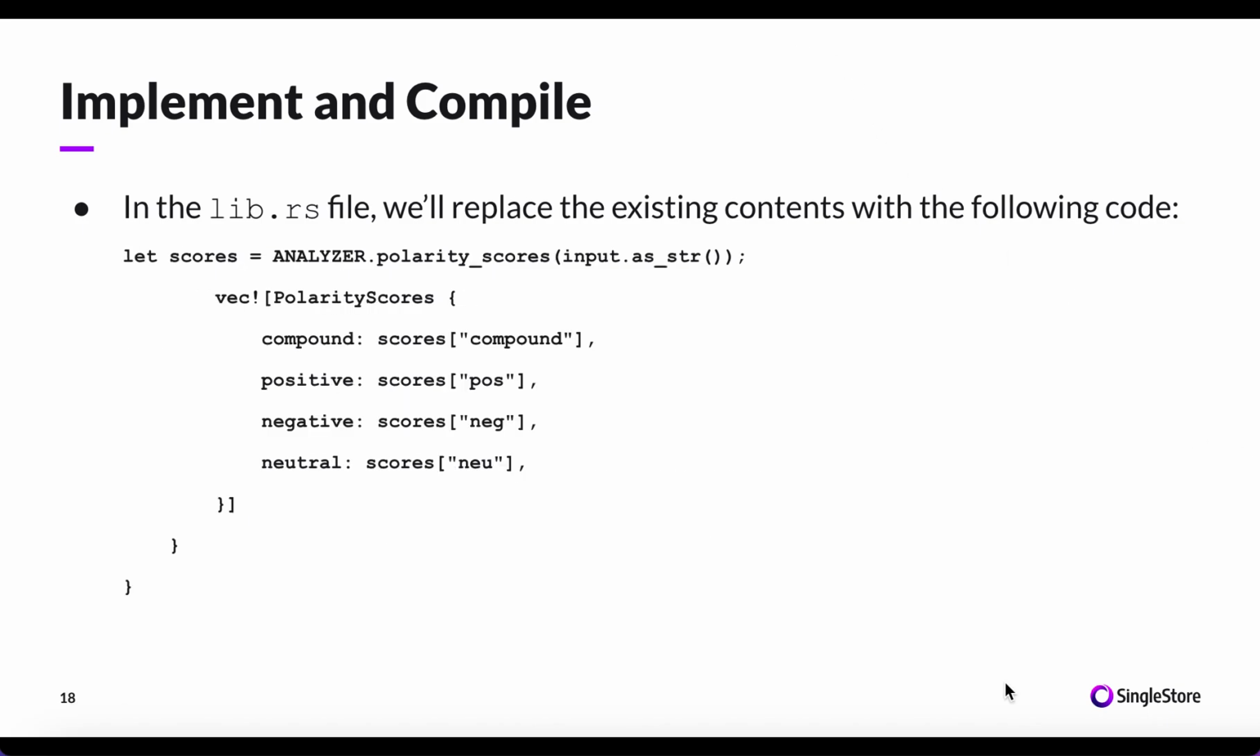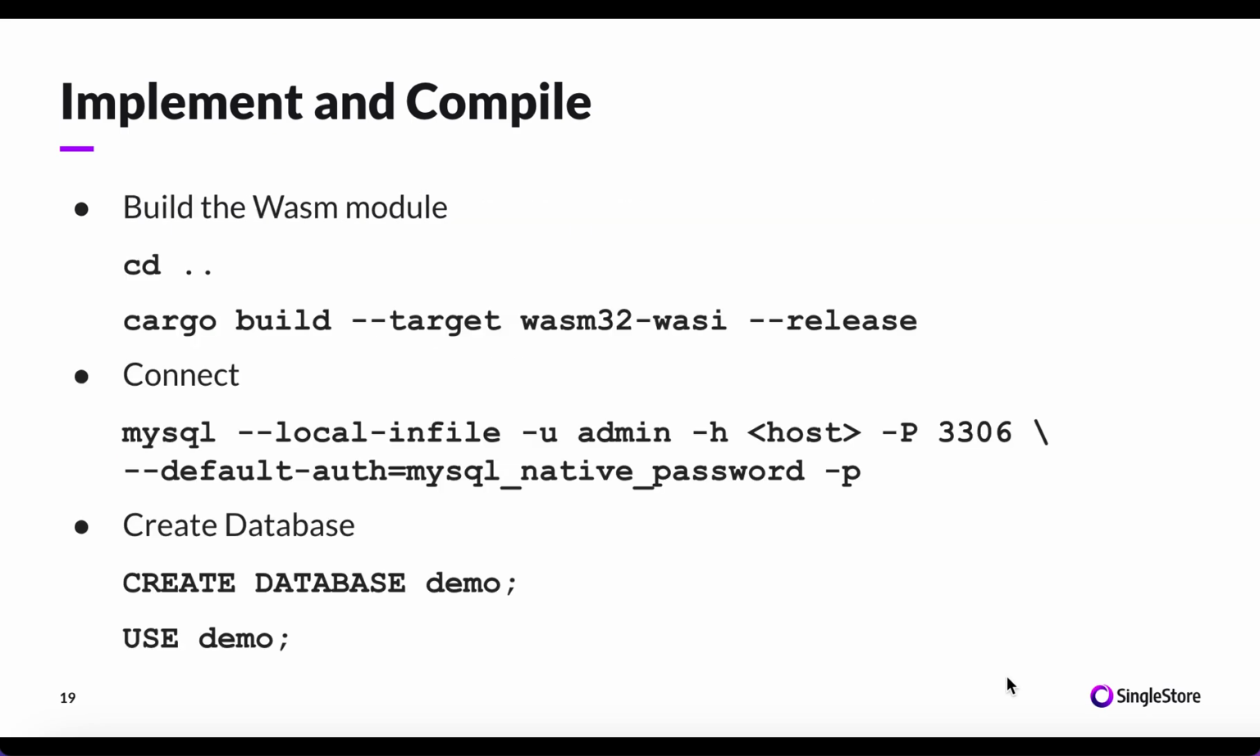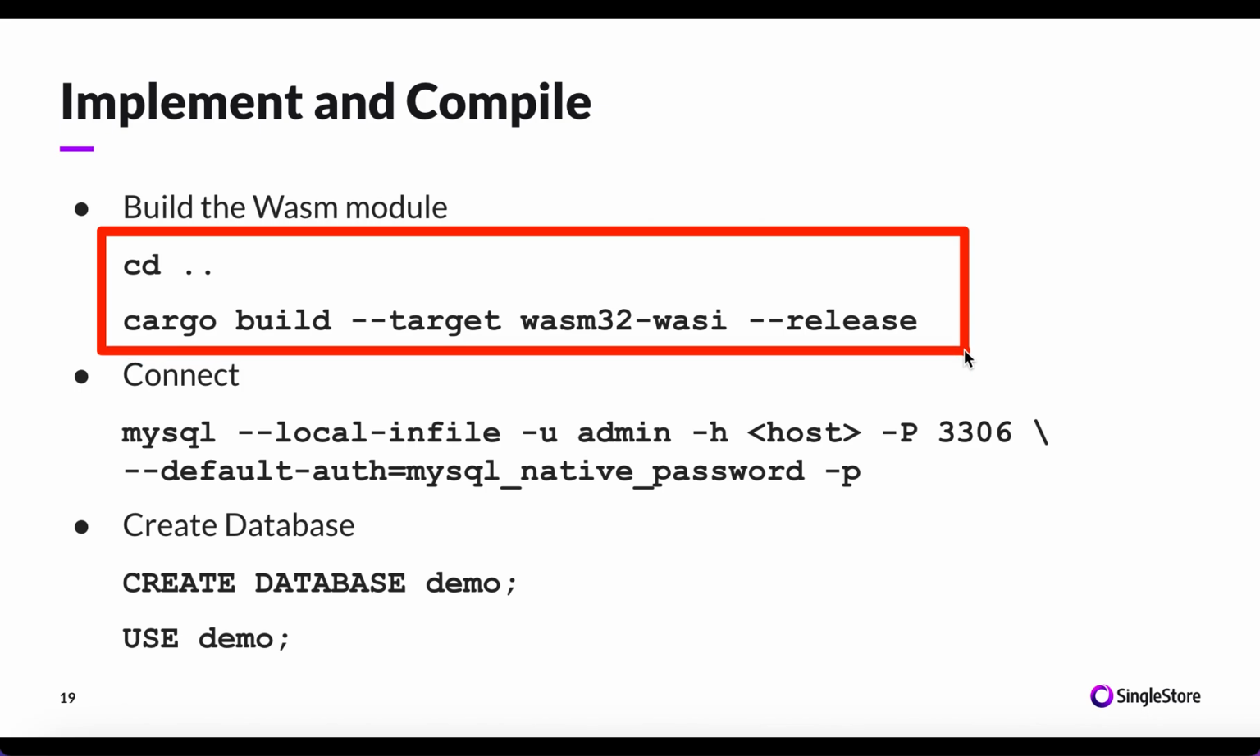So here is the remaining code in our Rust file. And here we can see the polarity scores, which we referenced earlier as well. Okay, so the compound, positive sentiment, negative sentiment, and neutral. So we're now ready to build the WASM module. So all we need to do is to just go up one directory level, and then issue the cargo build command as such. And then obviously we need to deploy that into SingleStoreDB.